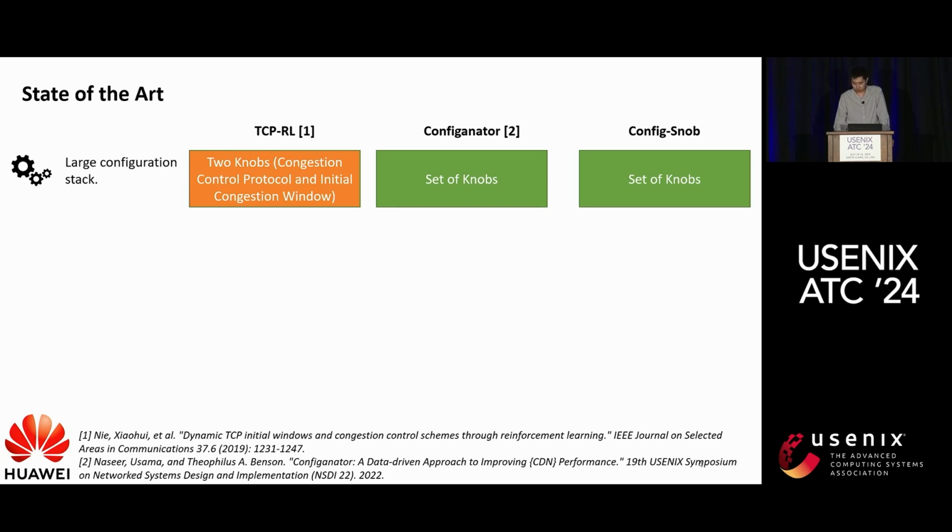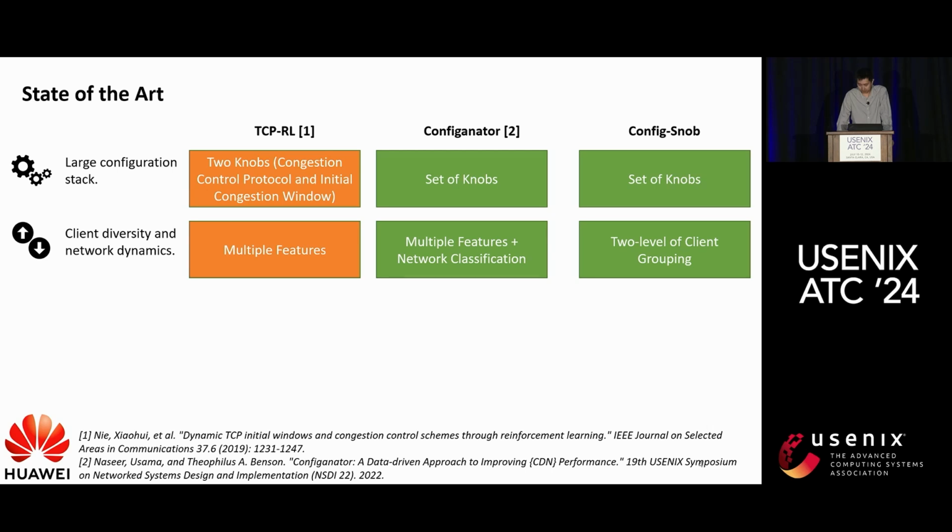Our proposed black box solution jointly tunes the interdependent configuration knobs together. In fact, we consider in total 8 parameters, knobs, specifically related to QUIC and BBR. Second, diverse clients and dynamic network conditions pose significant challenges. Here, Config-Snob addresses this by employing a two-level client grouping approach.